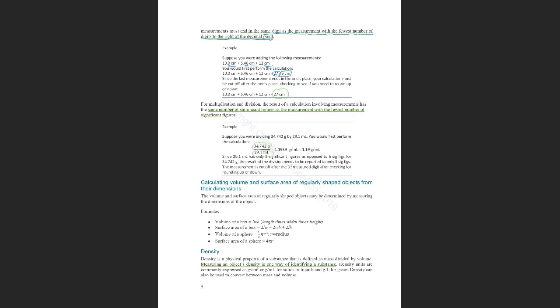What do I need to do? The calculator is always giving me a lot of digits. So I count. The denominator has 3. The numerator has 1, 2, 3, 4, 5. So my answer has to have the lowest, only 3. So I will say 1, 2, 3, and I'm going to draw a line. And then I look at the next number. The next number is a 3, so I have to leave it as it is. But if the following number is a 5, I have to round up.